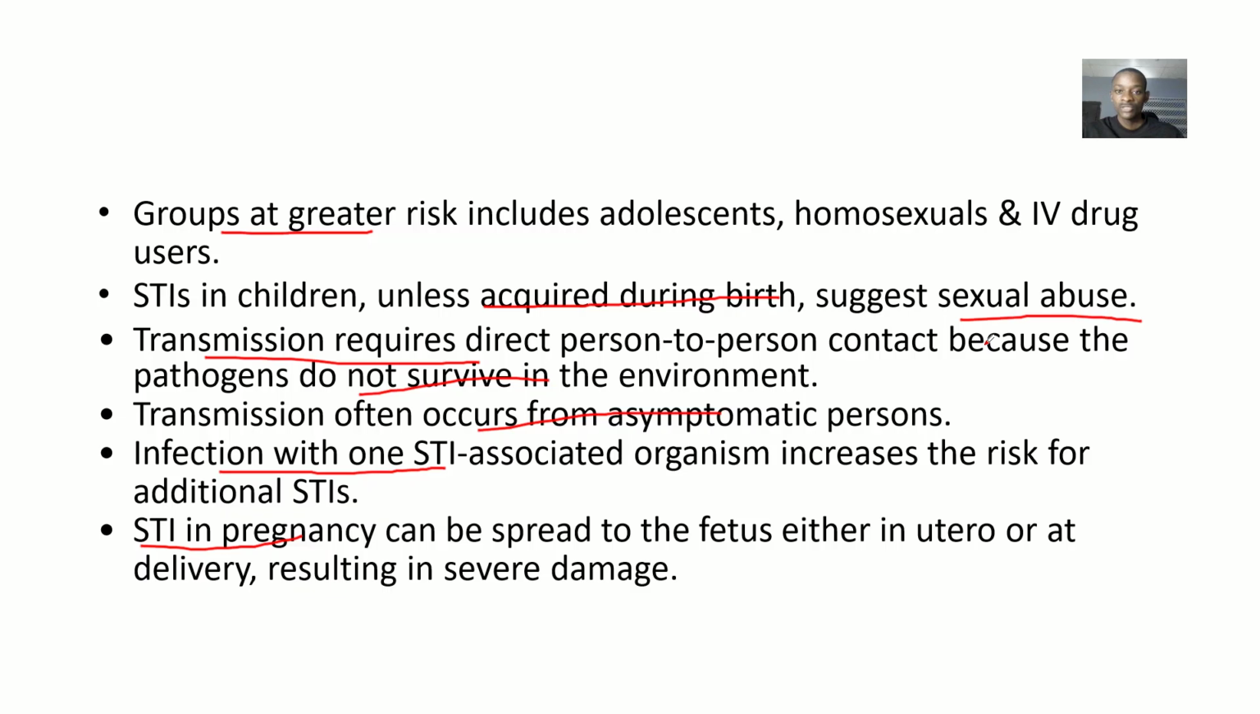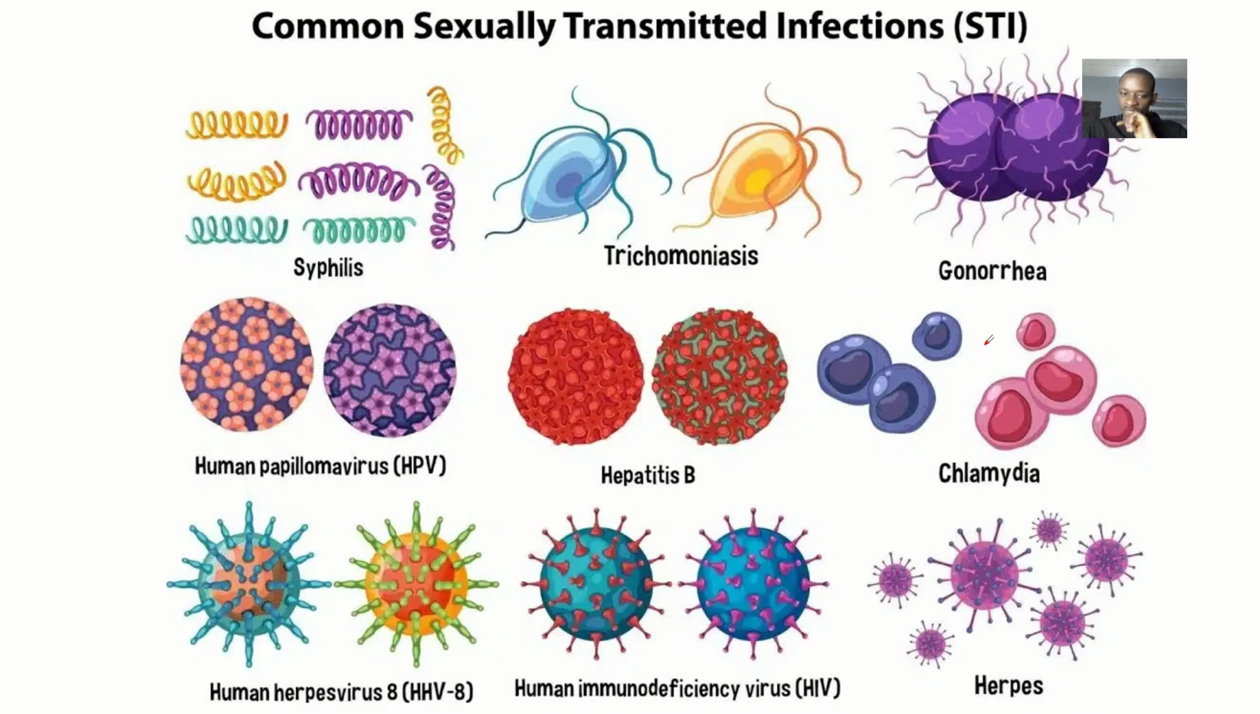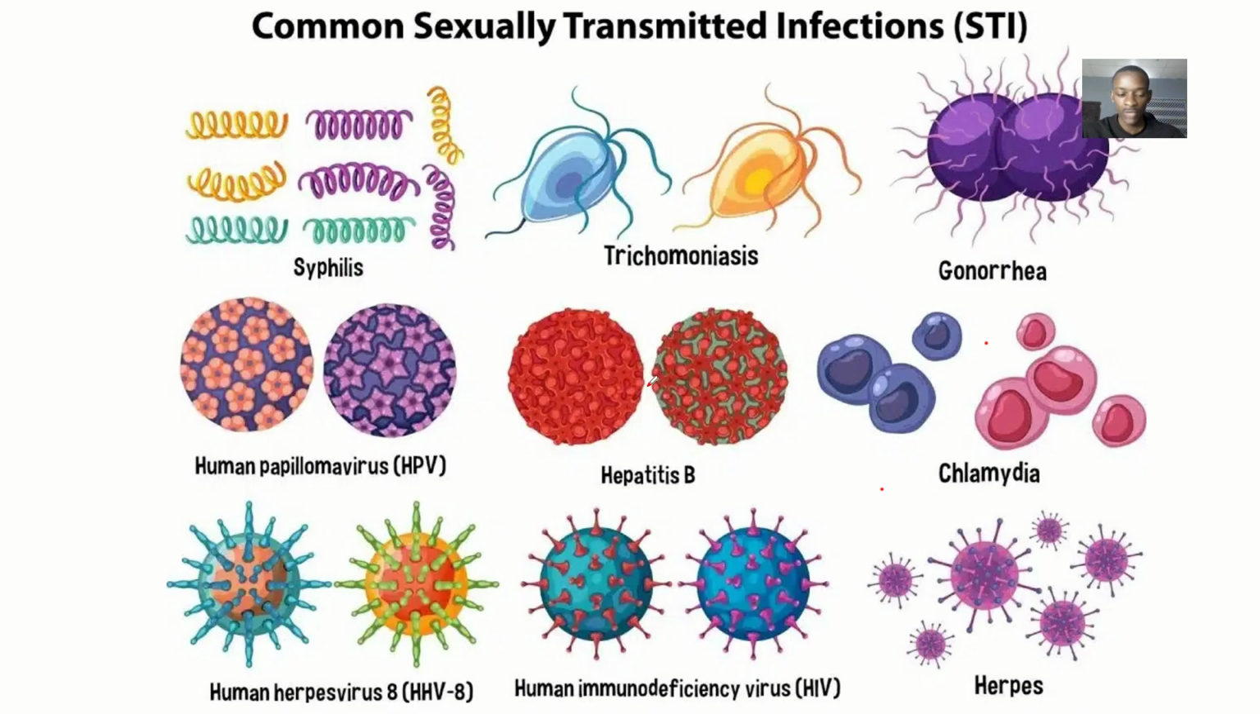So let's look at the table. For the viruses, we'll just do it quickly. You see the herpes simplex virus. Herpes simplex virus can cause disease conditions in both males and females. We have the primary and the recurrent herpes. Then we have the neonatal herpes too. So let's look at the herpes simplex virus, human herpes virus. This is it.